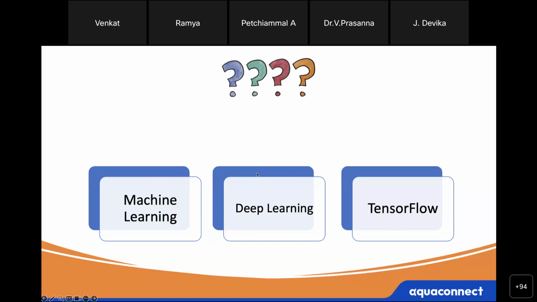Now deep learning is a subset of machine learning, but it works a bit differently and handles more complex tasks.